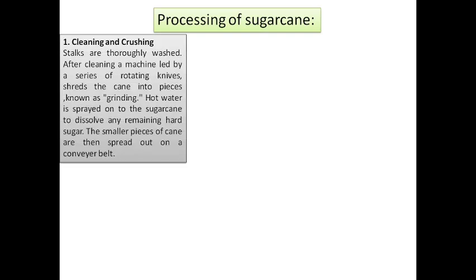Now, processing of sugarcane. The first step is cleaning and crushing. The stalks or blades we get from the harvesting are thoroughly washed. After cleaning, a machine fitted with a series of rotating knives shreds the cane into pieces. This process is known as grinding. Now hot water is sprayed onto the sugarcane to dissolve any remaining hard sugar. The smaller pieces of the cane are then placed on a conveyor belt.